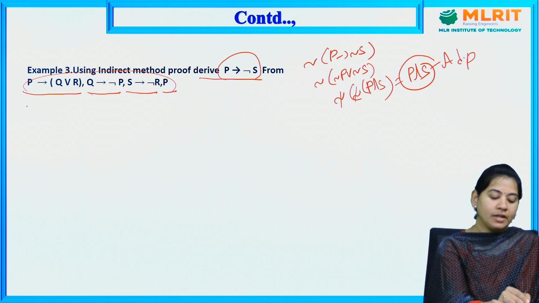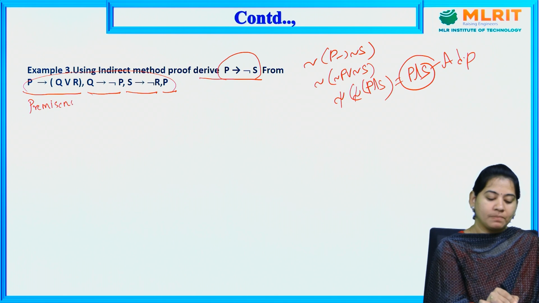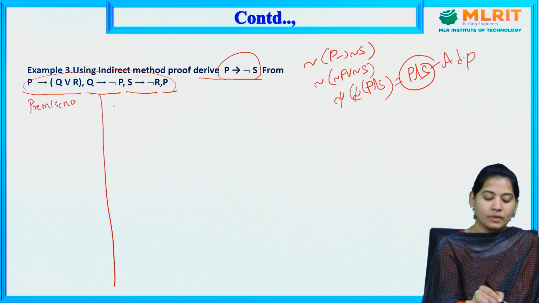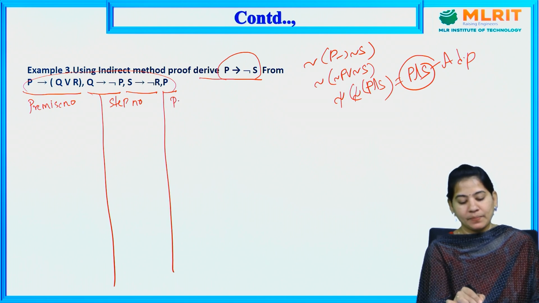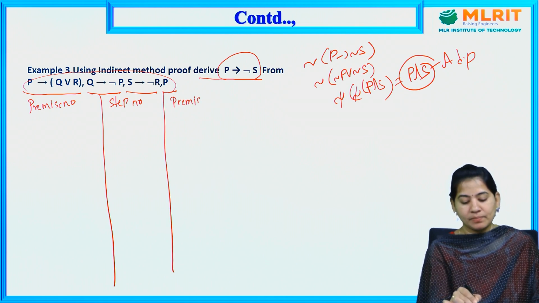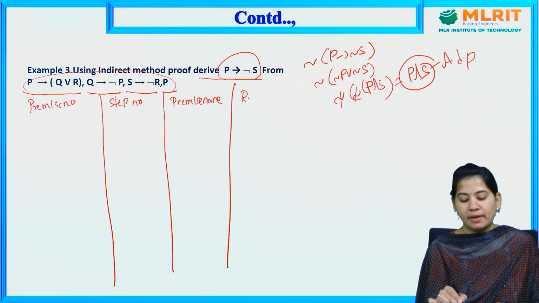So now the same thing here: premise number, step number, premise name, and a rule of inference.